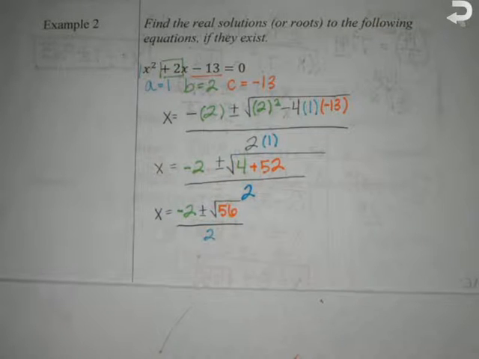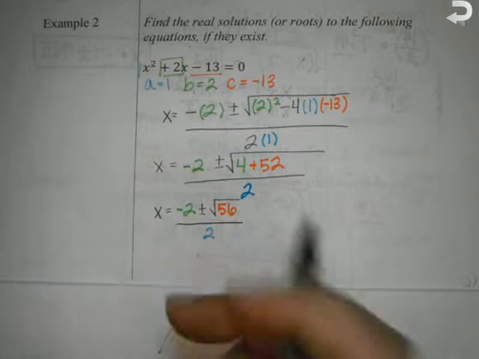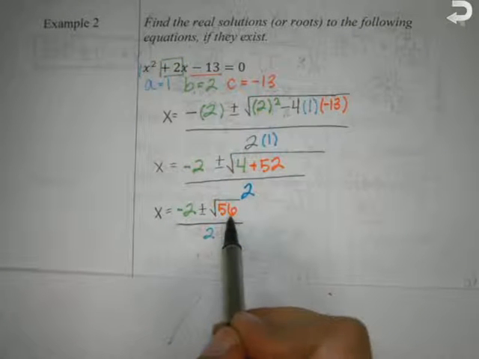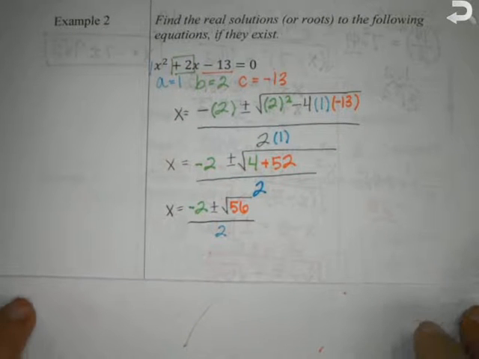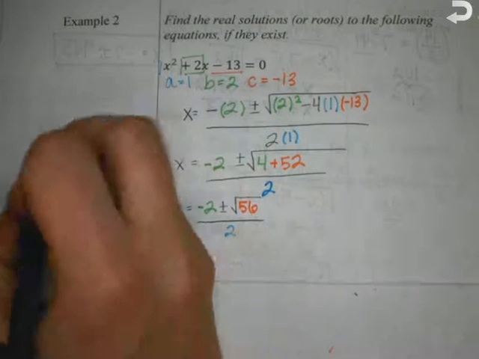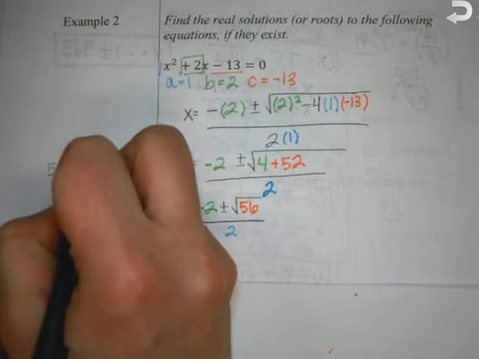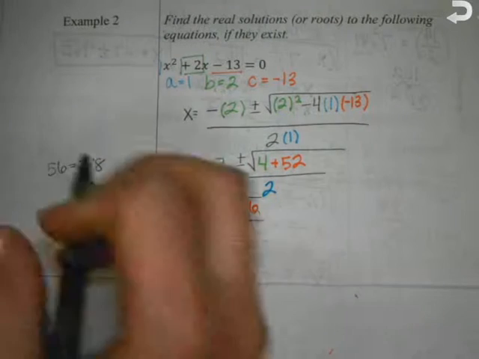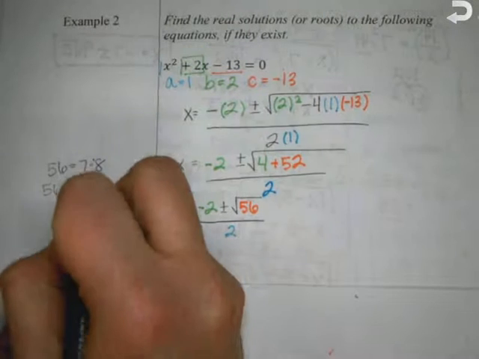So, 56. The square root of 56. Can I simplify that anymore? Can you rewrite 56 so that using a perfect square? No. 7 times 8. What about, so 56 is equal to 7 times 8. Neither of those are perfect squares, right? What about 56 is times 4 times what? 14.